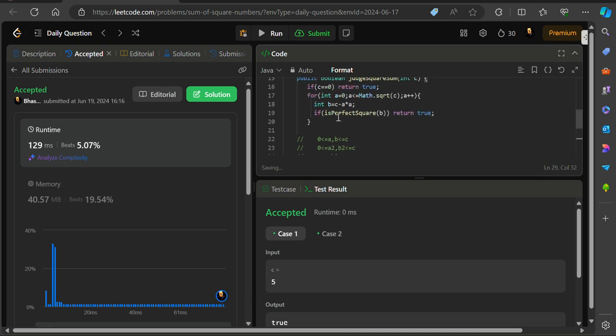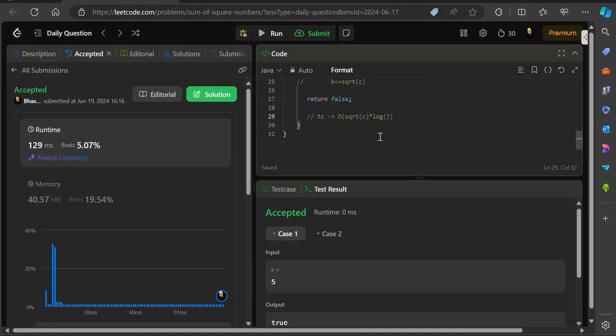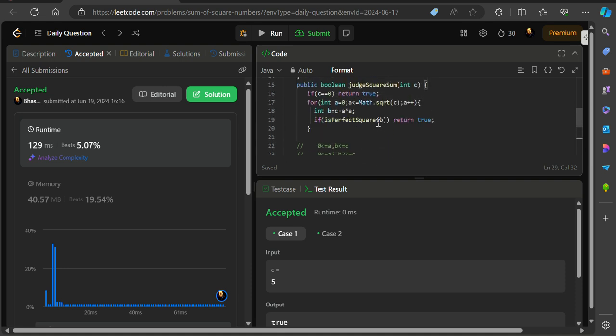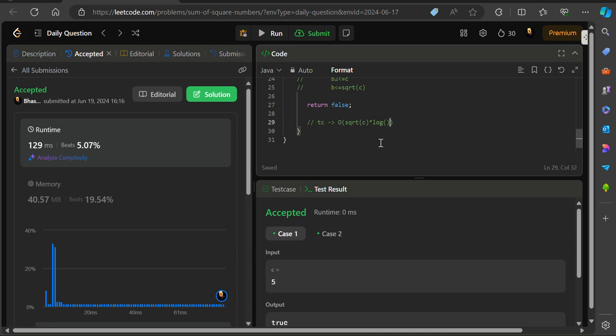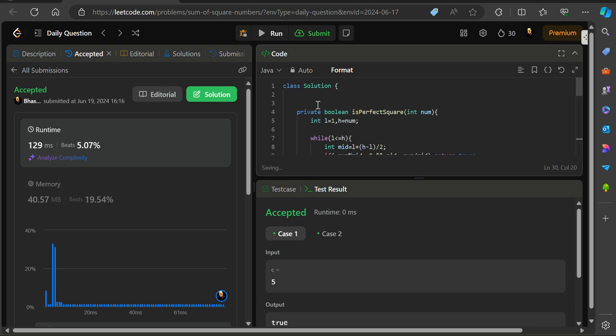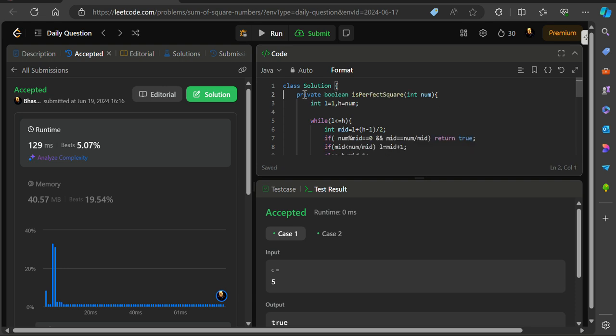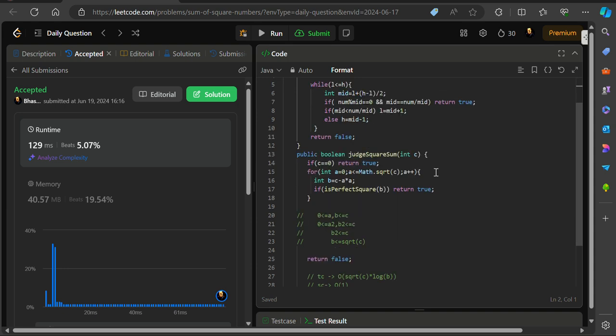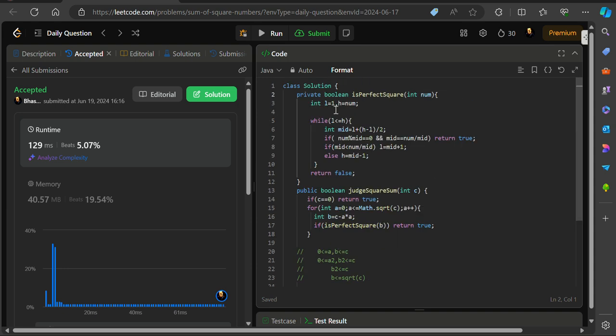We are calculating B. It is iterating up to square root of C, so it is square root of C into log of this number B. This is the optimal time complexity, and the space complexity is order of 1. This is the optimal solution.